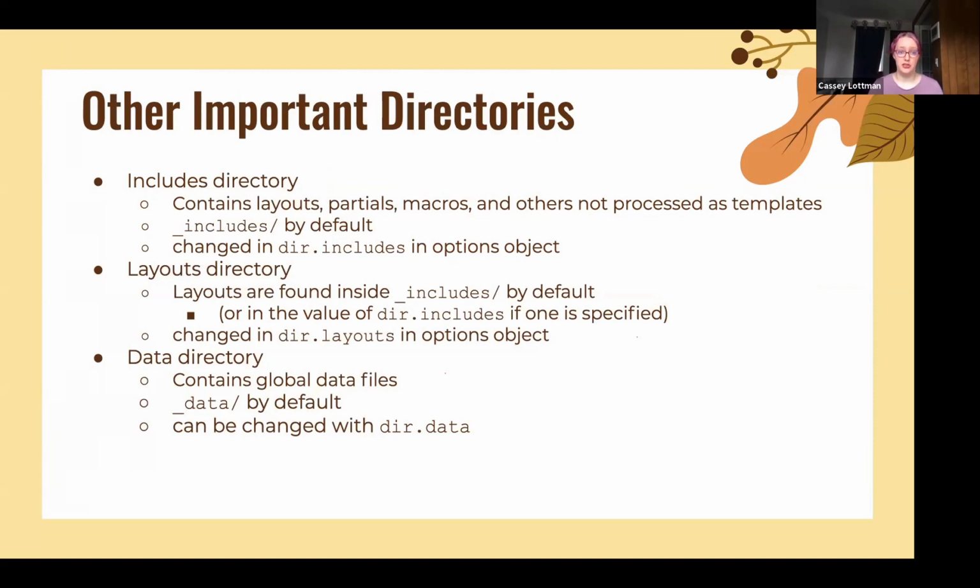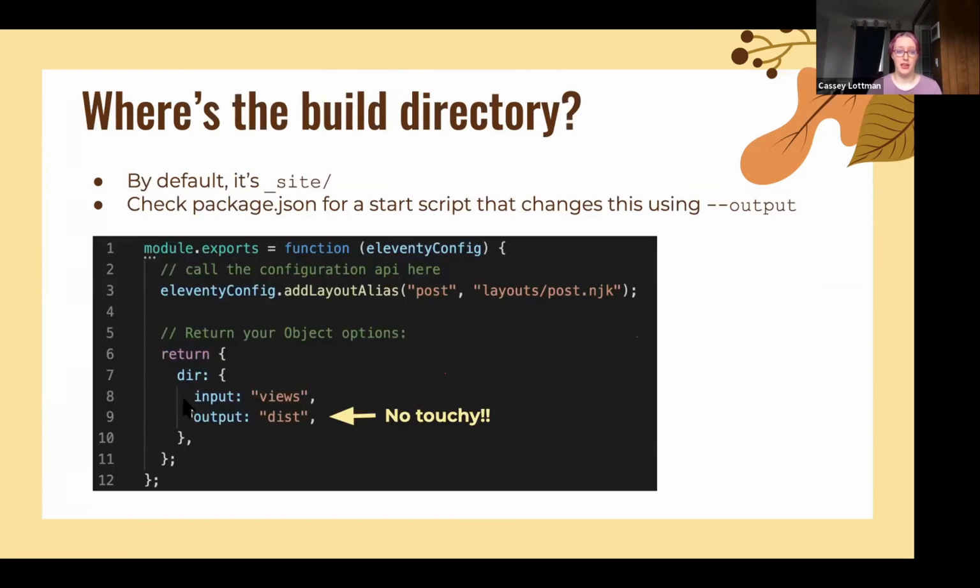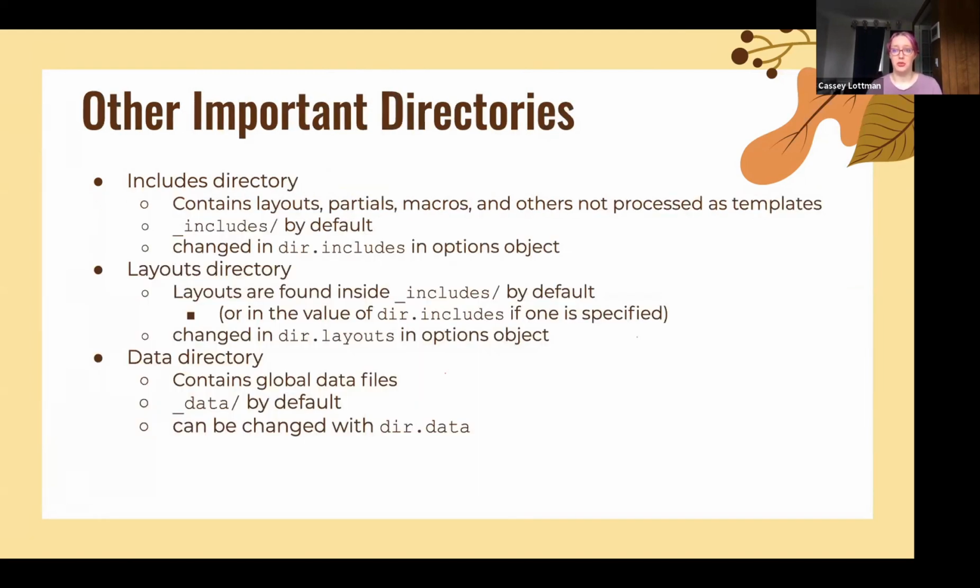There's the includes directory, which is _includes by default. You would change those in dir.includes in the options object. So if we go back inside dir in this options object, if you had another thing that said includes as the key and a different directory there, that's where your layouts, partials, macros, and other goodies would all be. The layouts directory is not something I've seen a ton. The layouts are inside the includes by default in Eleventy. So your layouts directory could be set in that options dir object, but for the most part, they're either going to be in _includes or in whatever the value of dir.includes is.